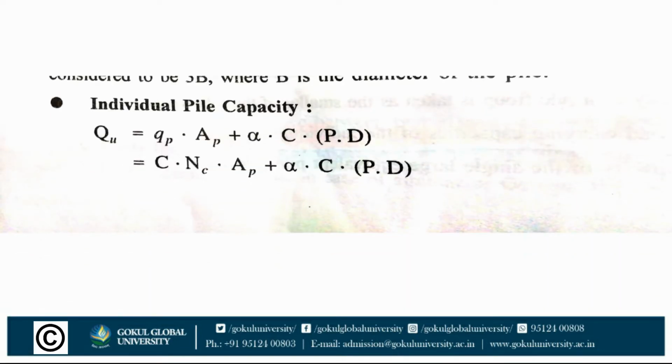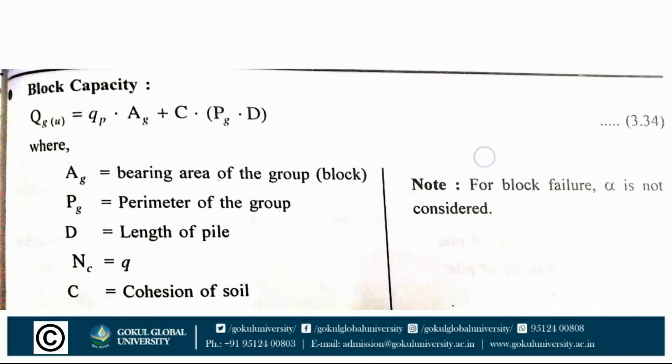For cohesive soil there are two methods: first one is block failure and second one is individual pile failure. But remember that for block failure or individual pile failure, the limiting value of spacing of piles for which the load carrying capacity of the pile group obtained from the two criteria is equal is usually considered to be 3b. It means the spacing is considered 3 times b, where b is the diameter of the pile.